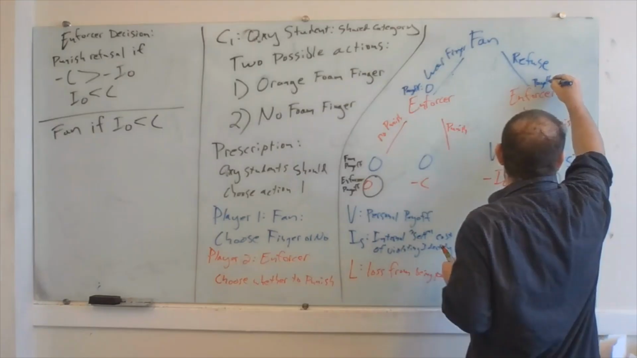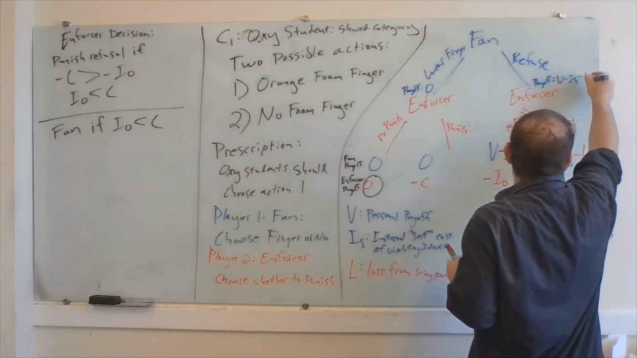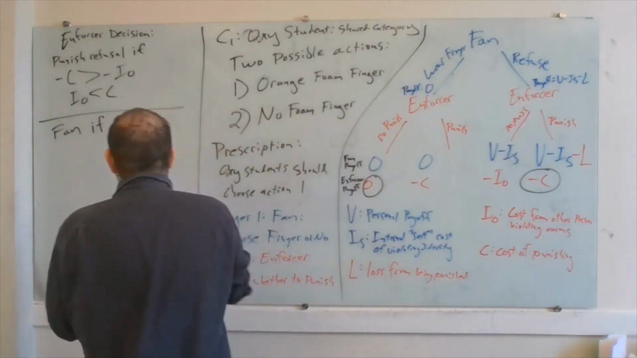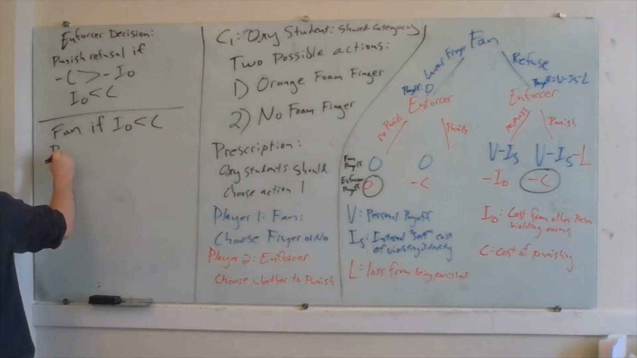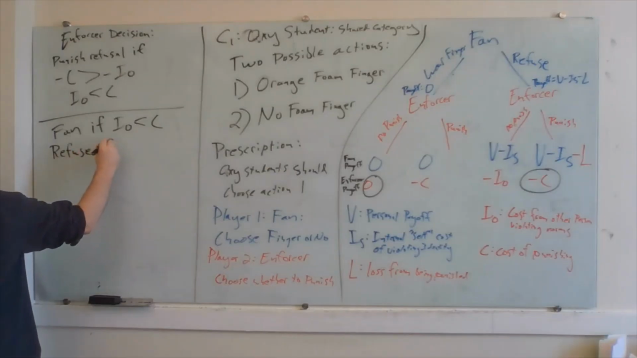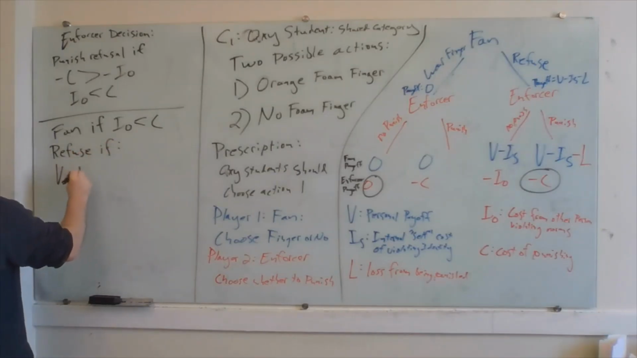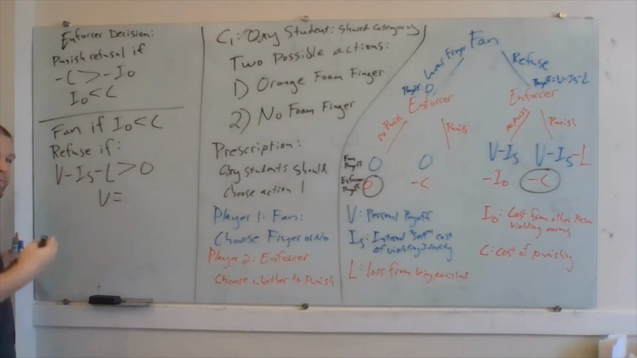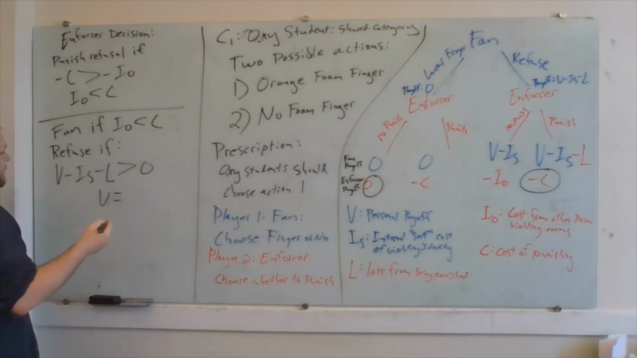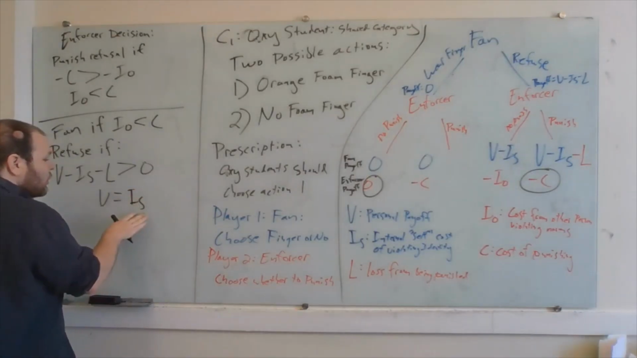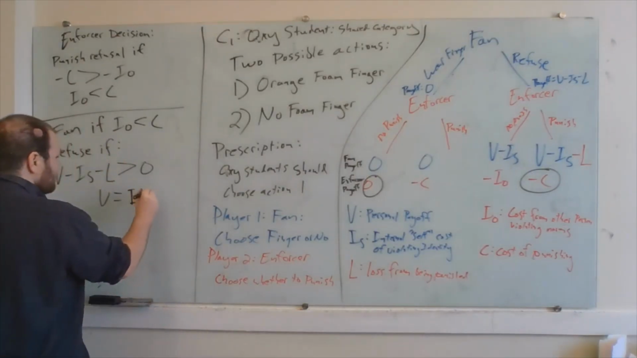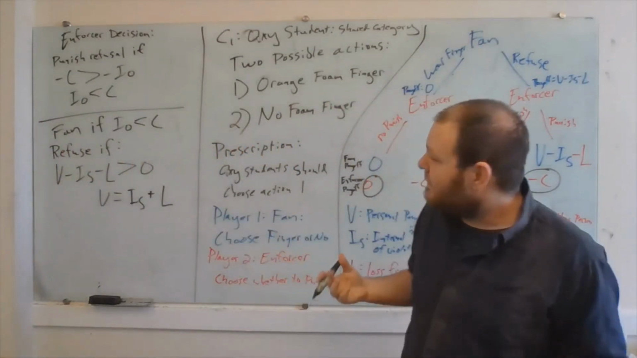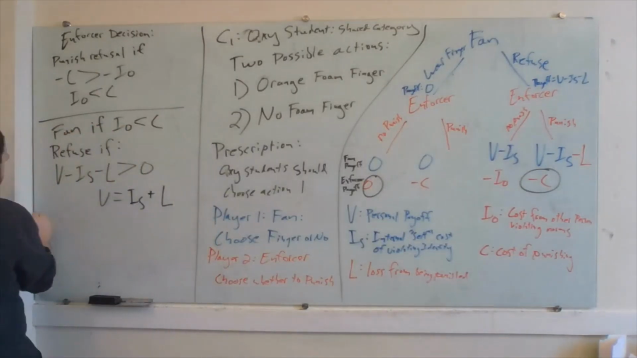My payoff will be B minus IS minus L, or am I better off here, where my payoff is 0? So they're going to refuse if B minus IS minus L is greater than 0. In other words, if the benefit they get from not wearing the stupid foam finger is greater than the internal pain they feel from violating their prescriptions, plus the punishment they expect to suffer from others for not doing what's expected.